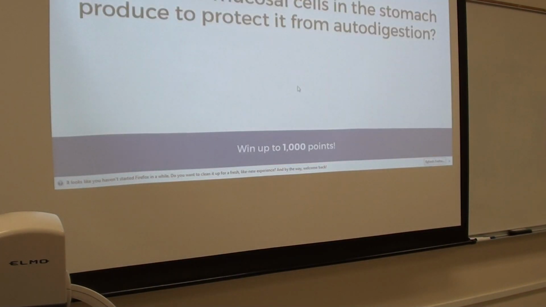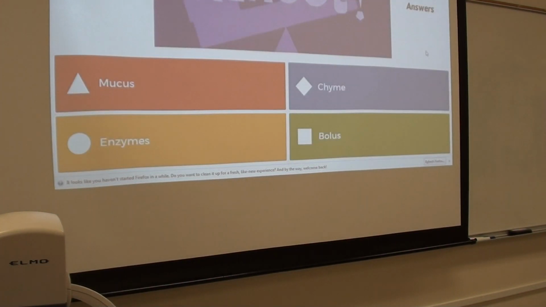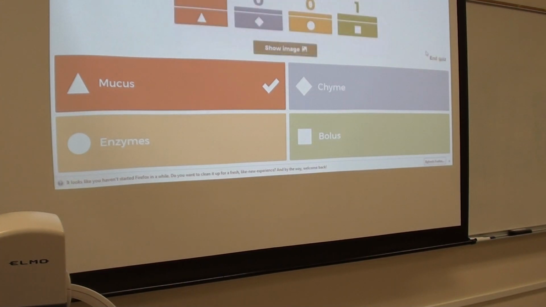What do the mucosal cells in the stomach produce to protect it from autodigestion? Okay, mucus, enzymes, chyme, or bolus? All right, good. It's mucus, because mucus protects the stomach from the hydrochloric acid.